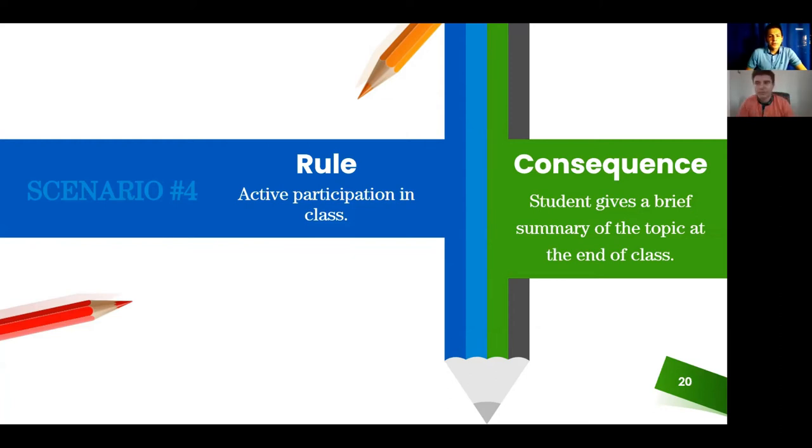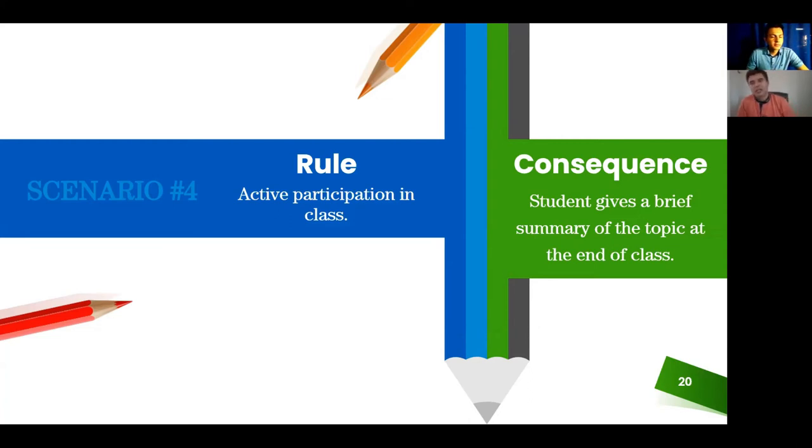So, yeah, let's say that we are actually teaching a lesson and a student breaks this rule, like the student has not participated at all during the lesson. How do you make this student know that this rule or the consequence is being applied to him? Do you tell him or how?